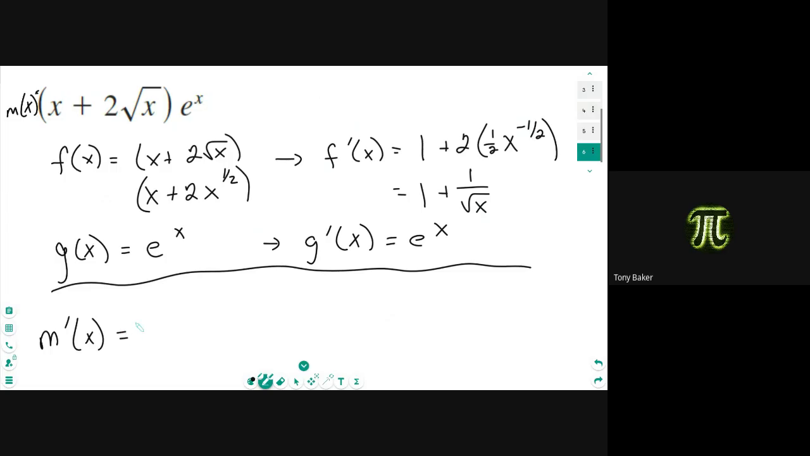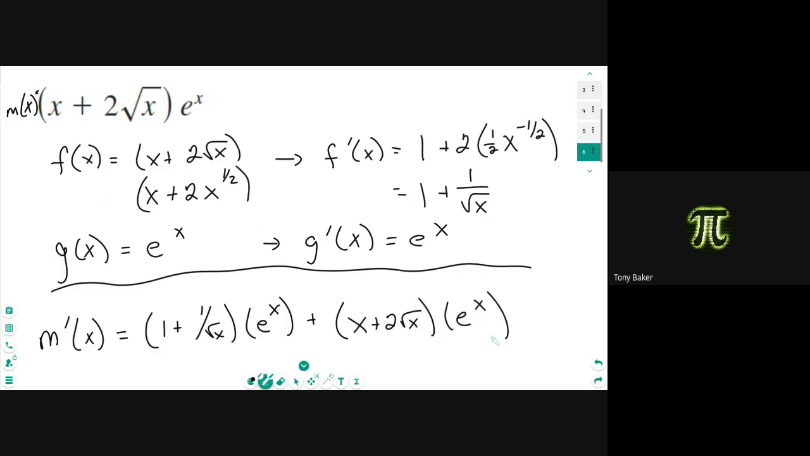So derivative of the first times the second plus the first times the derivative of the second. And I'm done. You can just leave it like that.